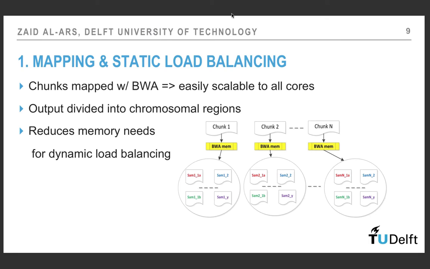The output of the BWA-MEM application is divided depending on the chromosomal regions where the reads are mapped to. This is called static load balancing. Dividing the output of the BWA-MEM reads depending on the chromosomal region allows us to reduce the memory needs when we want to perform the dynamic load balancing in the coming stage.